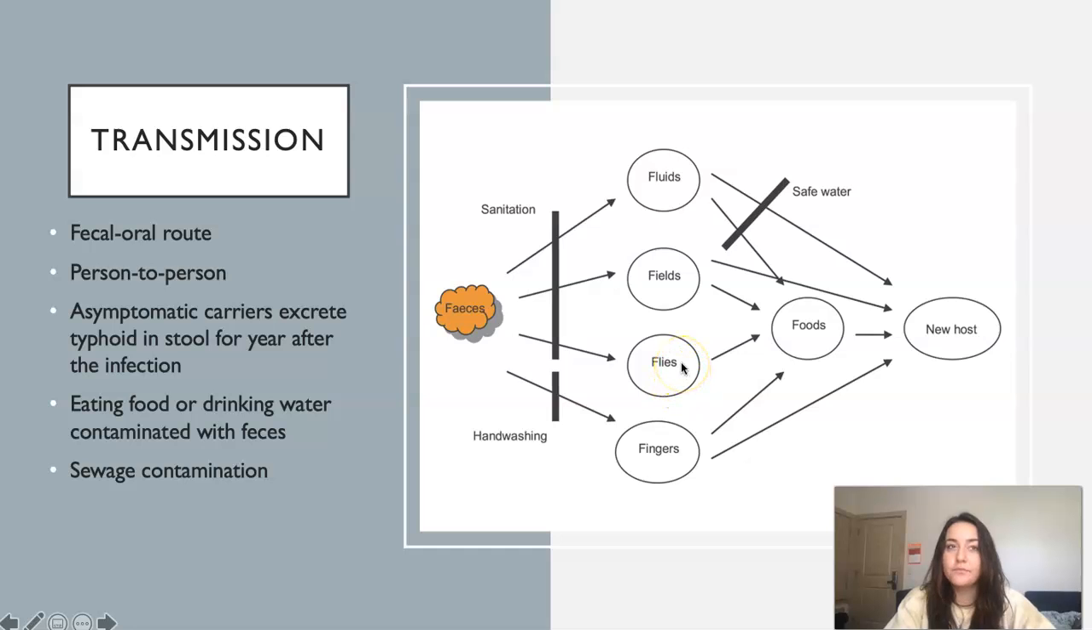Flies. The main interesting part with flies is that back before automobiles were invented, there would be horse manure all over public streets. First of all, that was unsanitary as is, but flies would land on this manure and then carry it all over the city, all over the population. And then fingers, again, if you don't properly wash your hands after going to the bathroom. So if there is a lack of safe water, the fluids and also fingers can directly contaminate a new host, but all four of these can contaminate foods, which then the new host will eat and contract the disease.